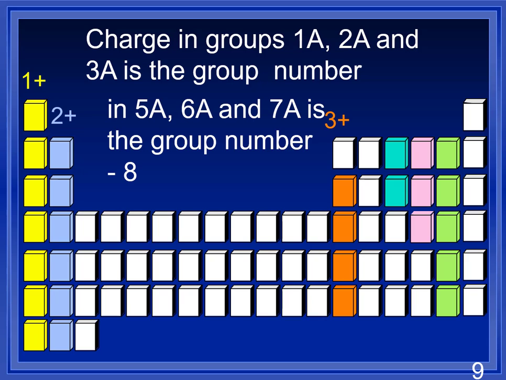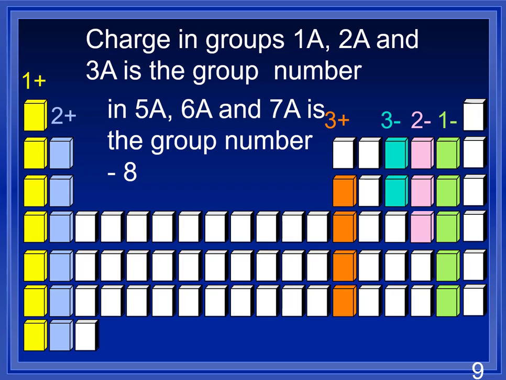Okay, and in 5A, 6A, and 7A, it's the group number minus 8. So 5A, 5 minus 8 is negative 3, then 2 minus, and 1 minus. Because to look like a noble gas, nitrogen has to gain 3 electrons. Oxygen has to gain 2 electrons. Fluorine has to gain 1 electron.